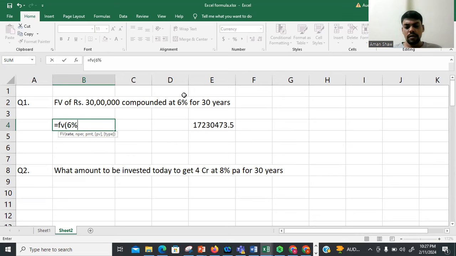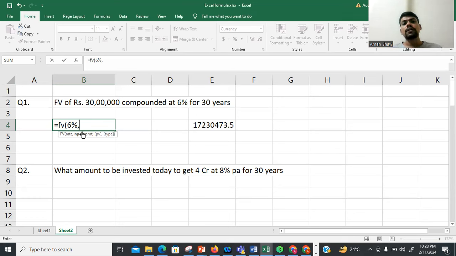Mind you, the rate depends on the frequency of investing. This is a one-time investment, so we are using a per-year rate. If the investment is quarterly, you have to use a quarterly rate. If the investment is monthly, you have to use a monthly rate. You will understand this in more detail in the subsequent questions we'll solve.